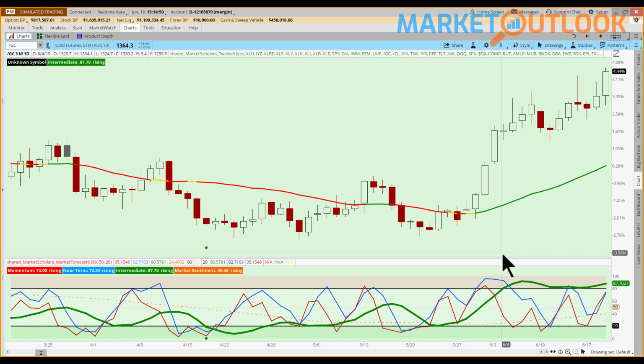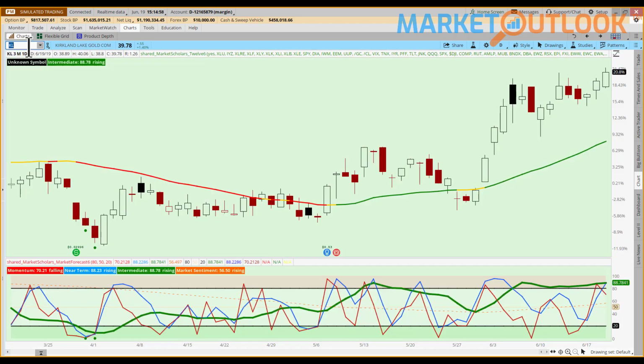I know, for instance, GFI is one that we've been in for some time. I've mentioned KL as well, so keep your eyes on that one. That seems to be more one of the new growth types of gold names that's out there. This is Kirkland Gold, and that one looks really strong. I believe that's all-time highs here today as well.